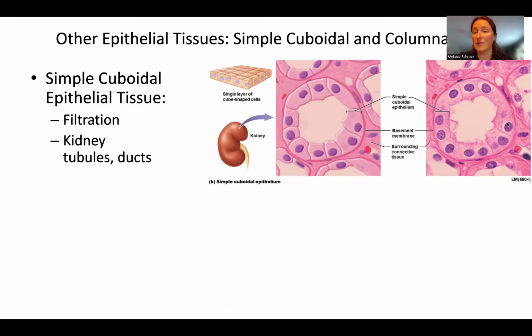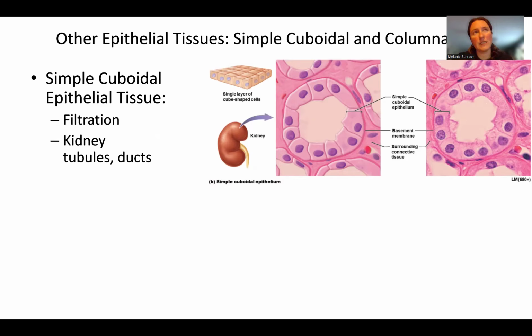So if we look at the histology, we see that there's this open space, and we see that there are little cells all the way around it. These are roughly cube-shaped cells, and here the same thing just drawn out for you. Our kidney tubules are lined with simple cuboidal epithelial tissue because they are filtering, they are secreting things really quickly.